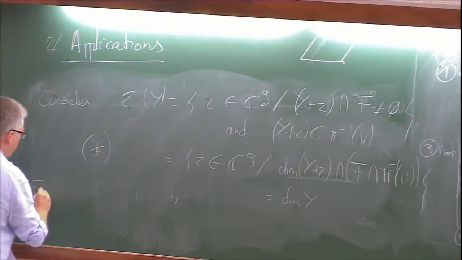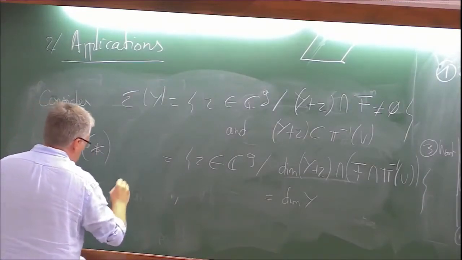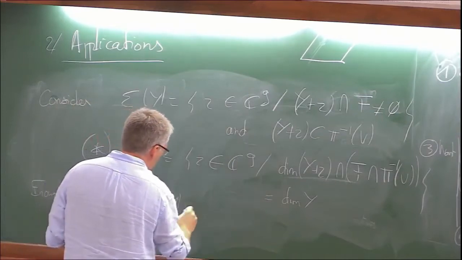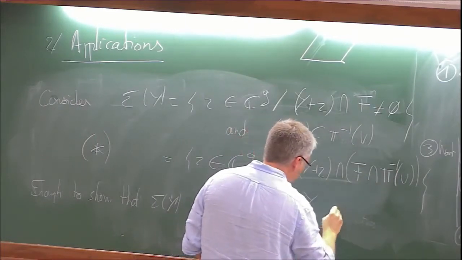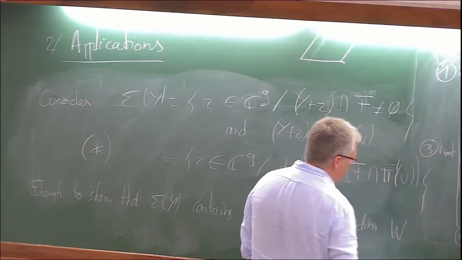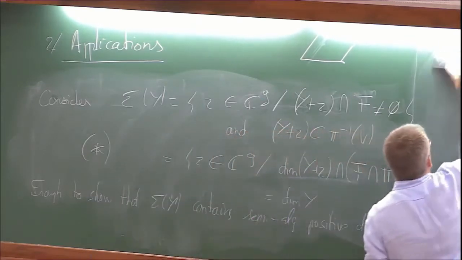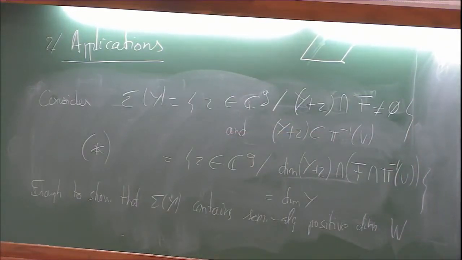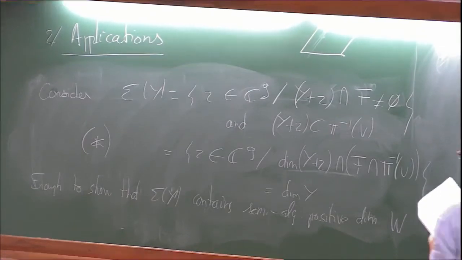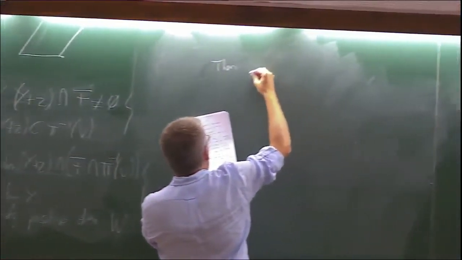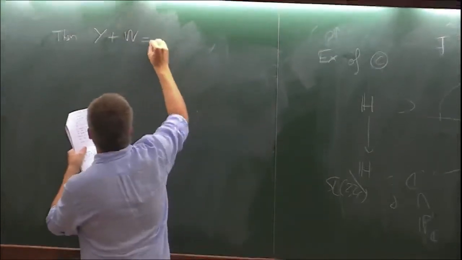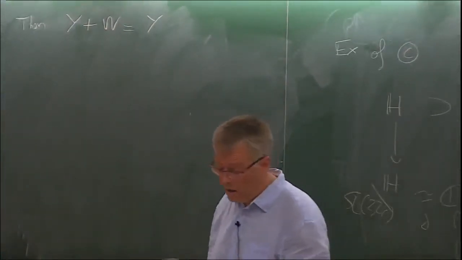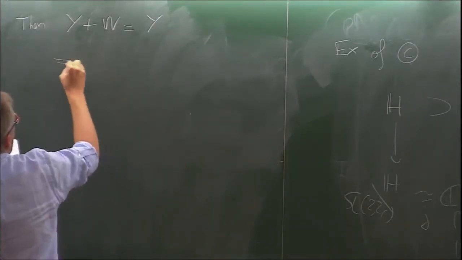And so it is enough to show that this set, sigma y, contains a semi-algebraic positive dimensional subset, let's call it W. Because if I prove that this contains such a W, then by dimension maximality of Y, this Y plus W has to be Y, because essentially this thing is still algebraic, contained inside V. And so W has to be contained in theta Y, and so theta Y is positive dimensional.